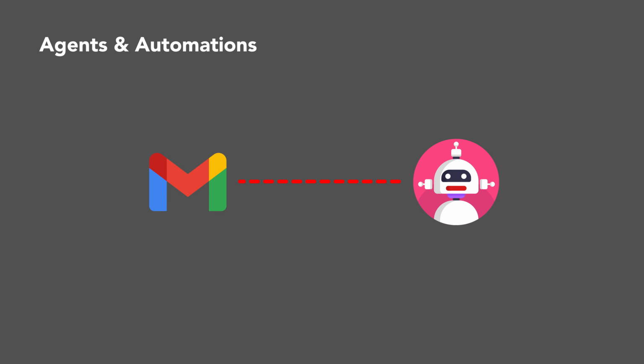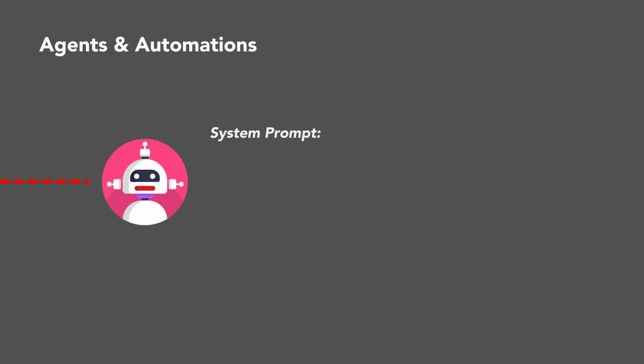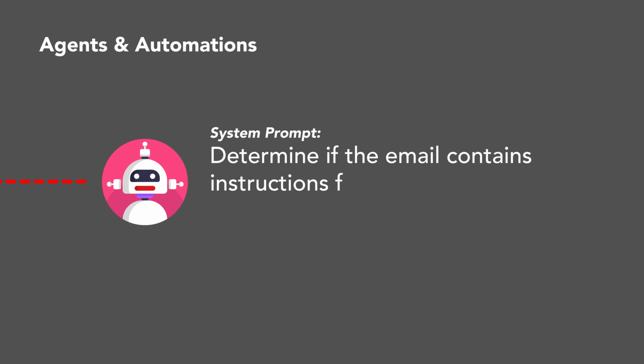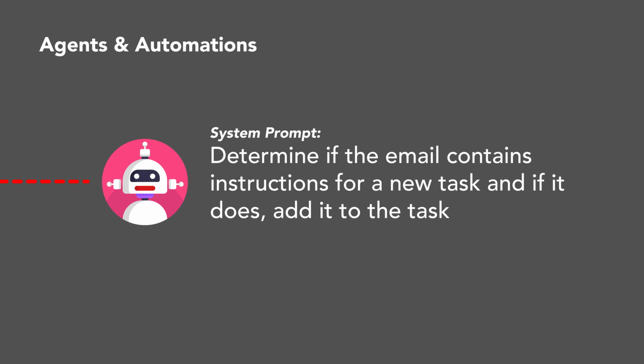Here, instead of talking directly to the agent, we could set up a simple automation that is triggered every time we get a new email from our manager. We could ask an agent to determine if the email contains instructions for a new task, and if it does, add it to the task list.